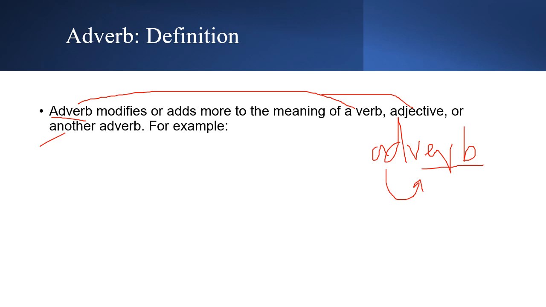An adverb obviously modifies a verb, but it also modifies an adjective or another adverb, though that is very rare. It is majorly used to add more meaning to a verb. So let's look at the examples. Slowly and quickly, for example, are two words which are very easily understood and very commonly used.